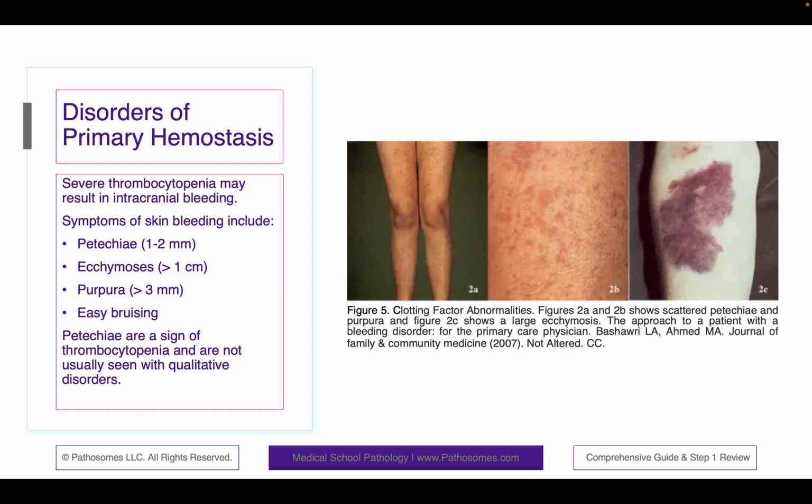Symptoms of skin bleeding include petechiae, and you remember the sizes from derm, right? Your derm rotations, etc. Petechiae, 1 to 2 millimeters, or ecchymoses, greater than 1 centimeter. Purpura, greater than 3. Check those units. As well as easy bruising.